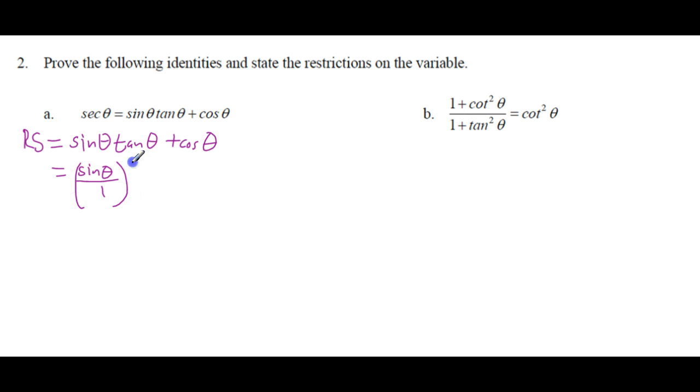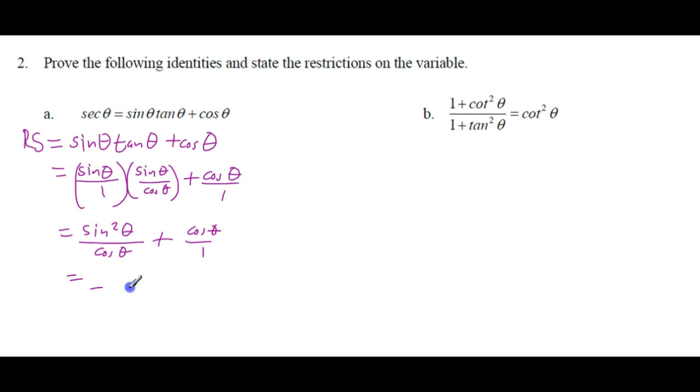So I'm getting all fractional here. So tangent is sine theta over cos theta plus cos theta. Throw that over a 1, which we're going to need. So we're going to get sine squared theta over cos theta plus cos theta over 1. Common denominator is going to be cos theta. This is already over cos theta, so we just go sine squared theta.